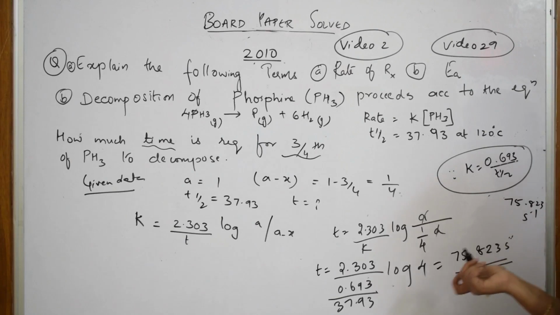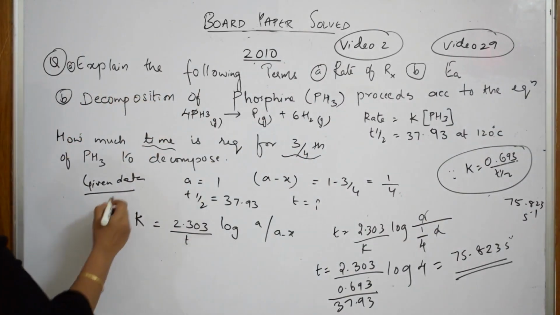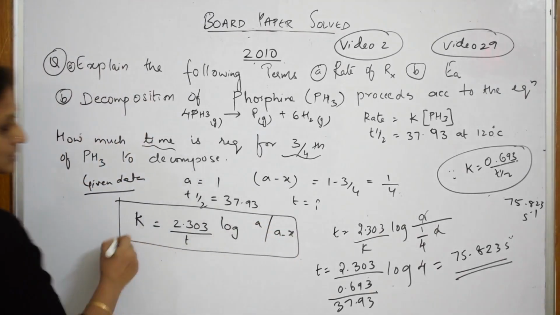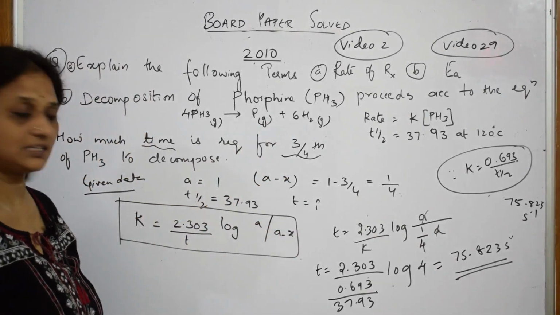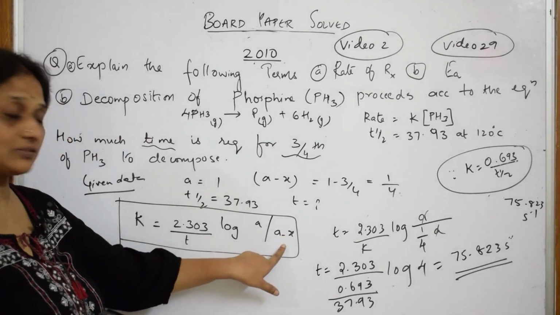So this is your answer. Please solve it. Let us come back and see the data given to me. Write the formula, because they've already told me it is a first order rate equation. In that first order rate equation, I should find out A minus X. Why should I find out A minus X?